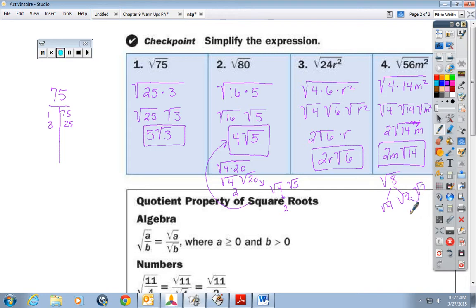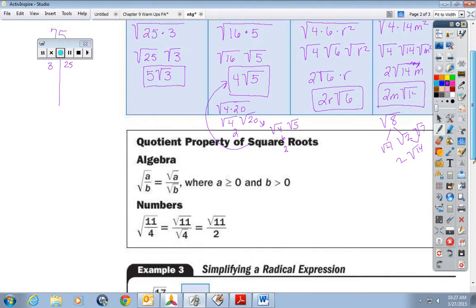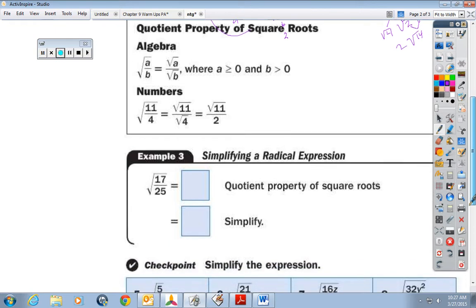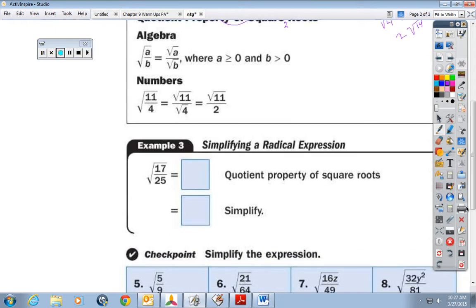So yeah, make sure you're not multiplying it by 2, that you're multiplying it by itself. Okay, so that's kind of the difference between that and factoring. Okay, so next is what happens when it's a fraction. The easiest way to do this is to see what they have done here in the example.